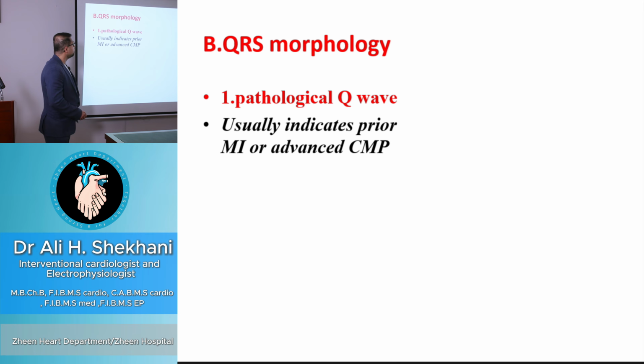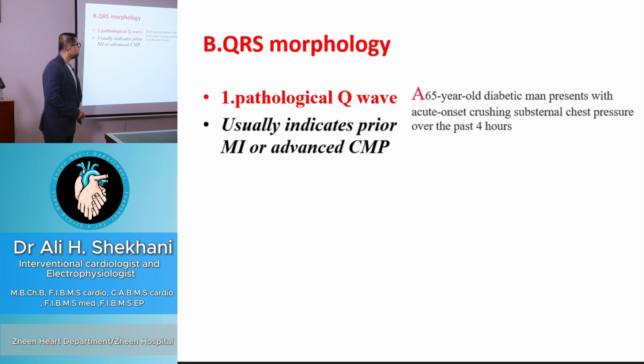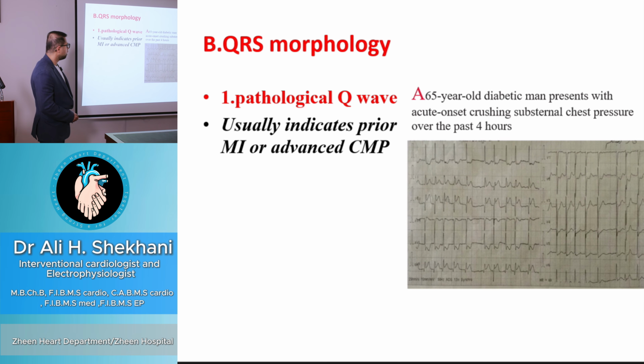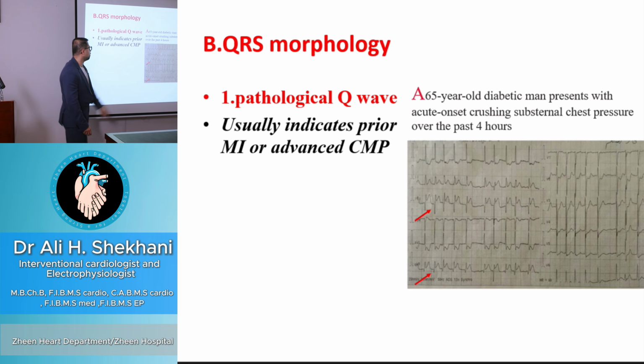We have the pathological Q wave. What is the definition of pathological Q wave? Usually, pathological Q wave occurs when there is scar or advanced cardiomyopathy. Let me share this patient with you, a 65-year-old diabetic man presented with acute onset crushing substernal chest pain. And this is the ECG of the patient. You can appreciate there is a deep Q wave in the inferior leads and there is ST segment elevation. So this is the pathological Q wave.